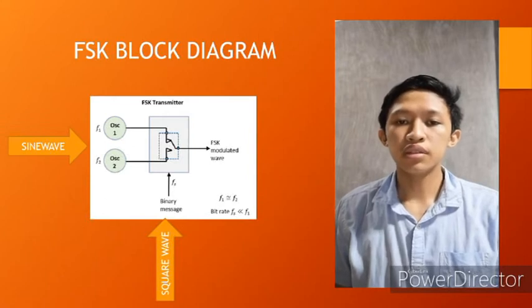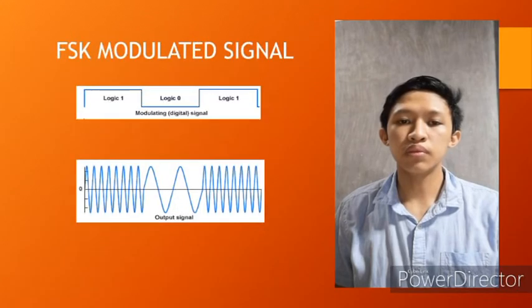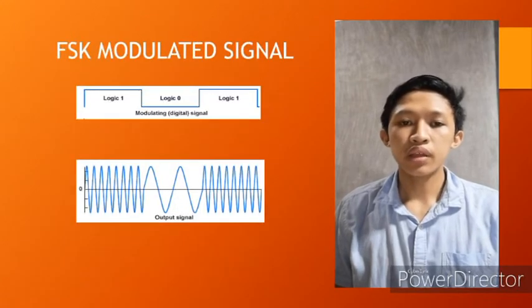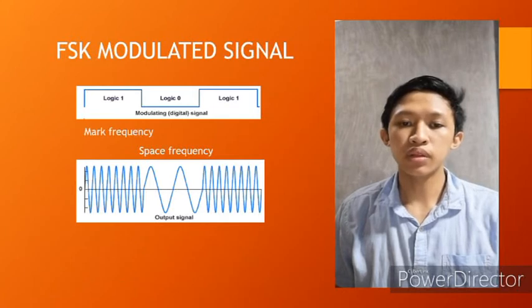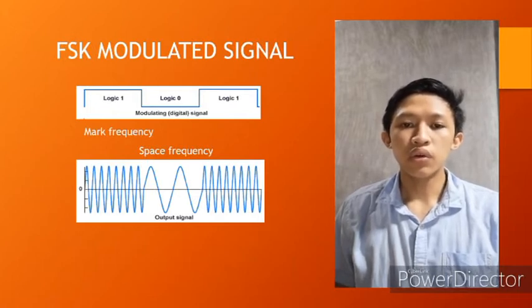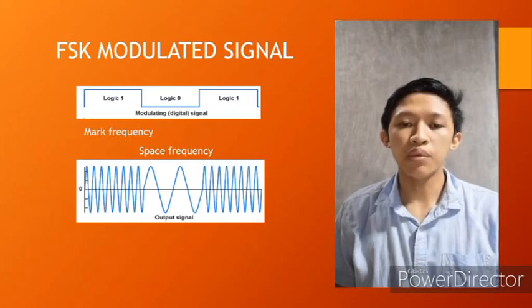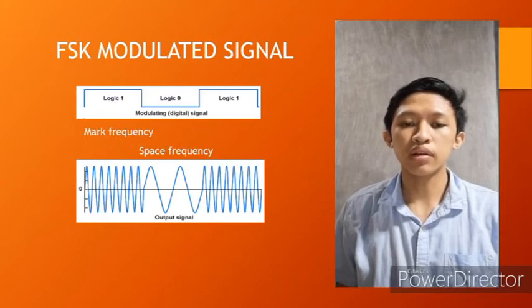The reason behind this, FSK modulated signals are represented in terms of 2 different frequencies. The frequencies are called mark frequency and space frequency. Mark frequency represents logic 1, while space frequency represents logic 0. There is only one difference between these 2 carrier signals, which is the carrier input 1 having more frequency than the carrier input 2.